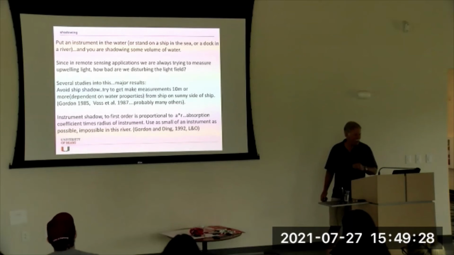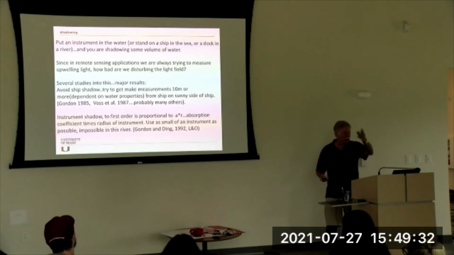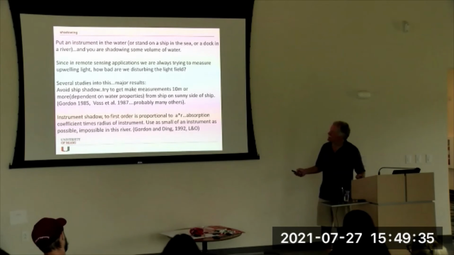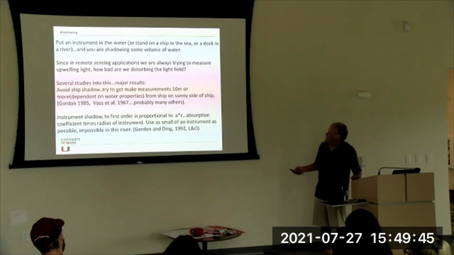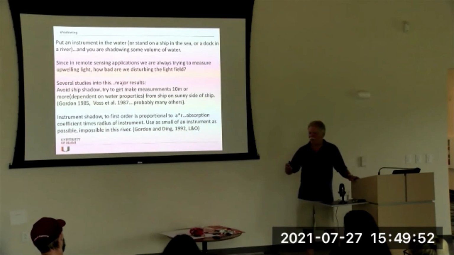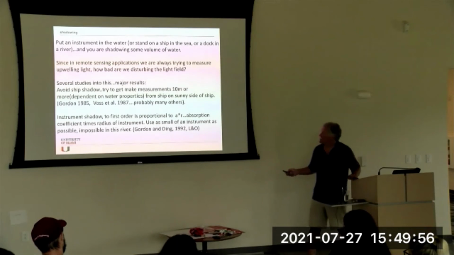Shadowing. We put an instrument in the water, you stay on the ship in the sea, on the dock over here, you're going to be shadowing some volume of the water. For remote sensing applications, we're always trying to measure the upwelling light, which is being shadowed by whatever we're measuring with. There's several studies on how ship shadow works. Fortunately now for most of our in-water measurements, we do it far enough from the ship so it's not a factor.